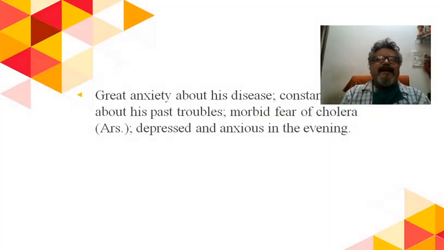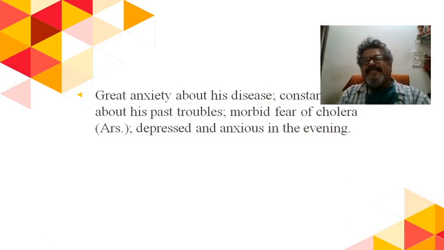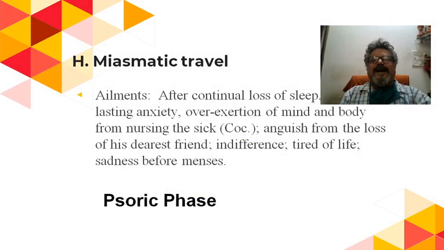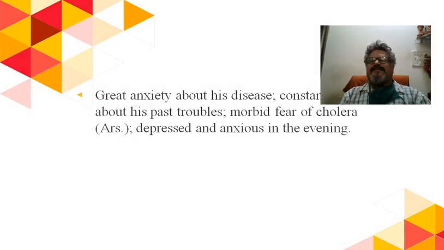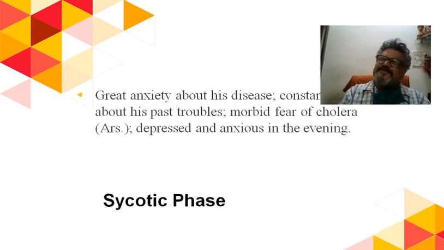Now second phase. Great anxiety about his disease. His disease. Previously it was the disease of the other person. Nursing the sick. Someone else was sick. Dearest friend. The friend was dying. Now the person is concerned about his own diseases. Constantly thinking of his past trouble. Depressed, anxious in the evening, morbid fear of cholera, etc. So now the person is looking back on life in retrospect. You know what I did actually and what I have got in return. So this symptom, which was for the world, is now concentrating on the own self. So anyone can say this is a psoric phase reaction.